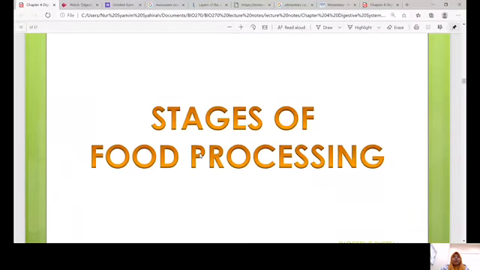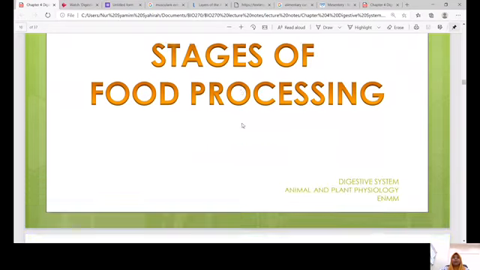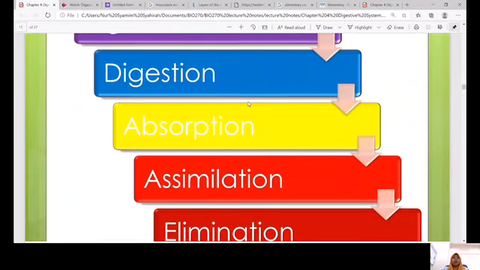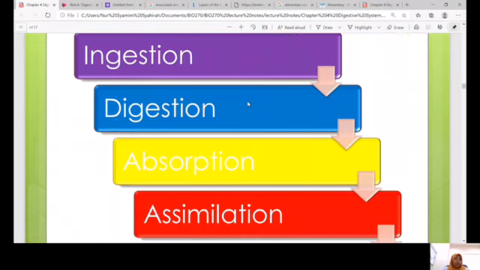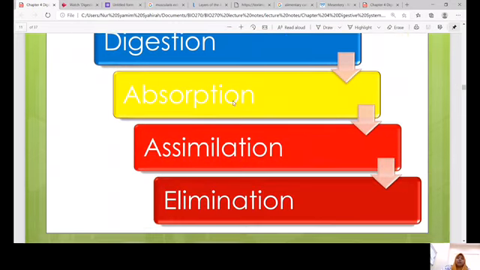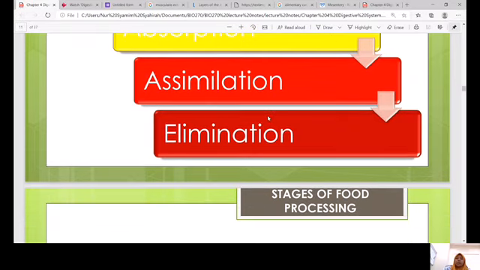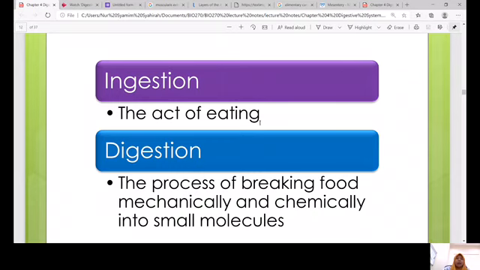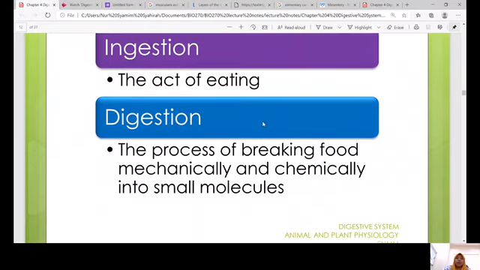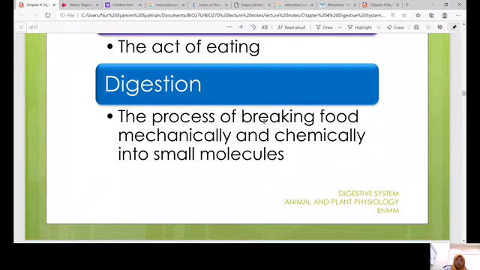Now we go into stages of food processing. There are 5 stages in food processing: ingestion, digestion, absorption, assimilation, and elimination. So what is ingestion? Ingestion is the act of eating. Digestion is the process of breaking food mechanically and chemically into small molecules.